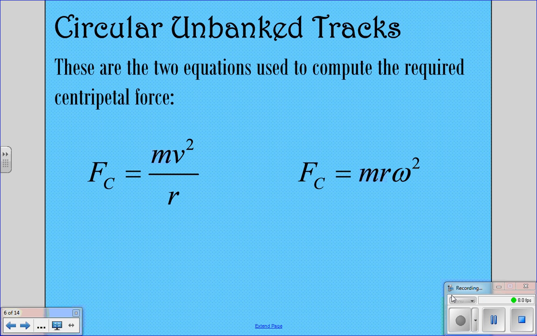These are the two equations that you use to compute the required centripetal force. So you have mv squared over r and m r omega squared. The book says it is a good idea to repeat these out loud several times a day until they become as familiar as F equals ma. Or you can just add them to your note card, whichever you think would be better for yourself.